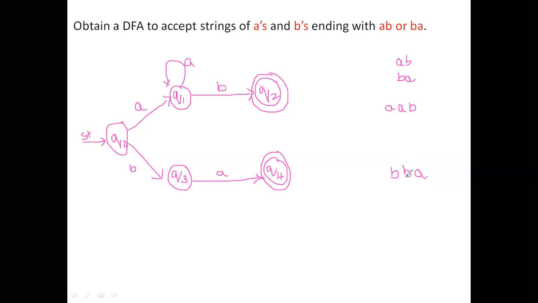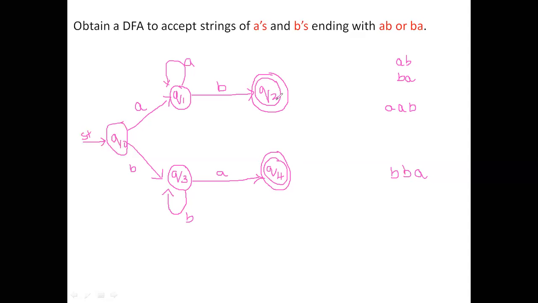So if we have double BA, then it should be accepted, right? It is ending with BA. So here also we need to provide a self loop. If I provide a self loop in this particular position, then n number of B's followed by A can be accepted by this particular DFA. Clear? Then what are we left with? We are left with Q2 and Q4. Be very careful. Q2 and Q4 exactly.